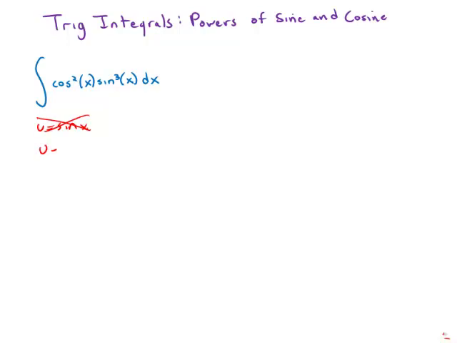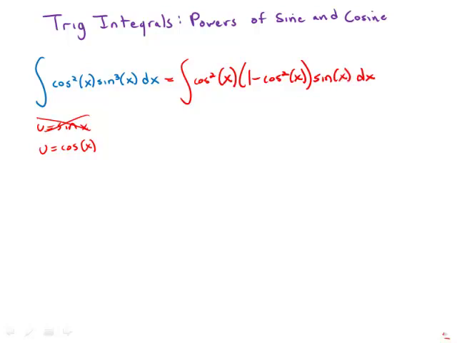But suppose we pick u equals cosine x. So we have a u squared here, and two of the powers of sine we can change to cosine via the Pythagorean identity. So for example, we could rewrite this as cosine squared times 1 minus cosine squared. That accounts for two powers of sine there, and we're left with just a single power of sine.